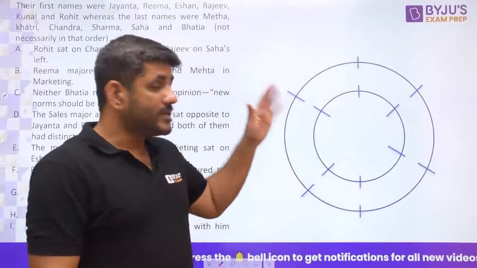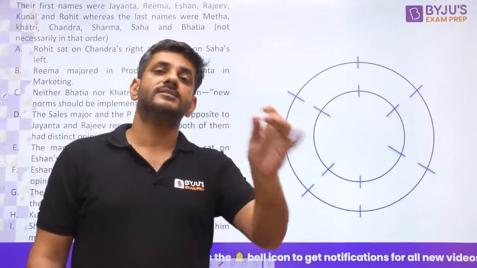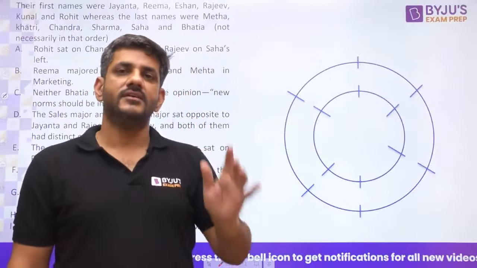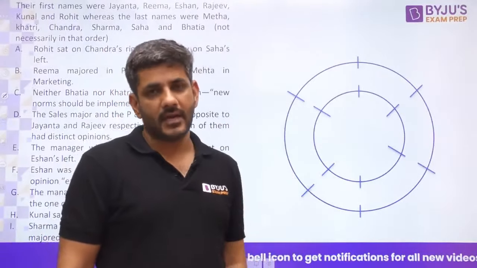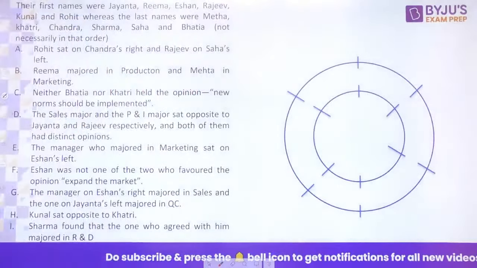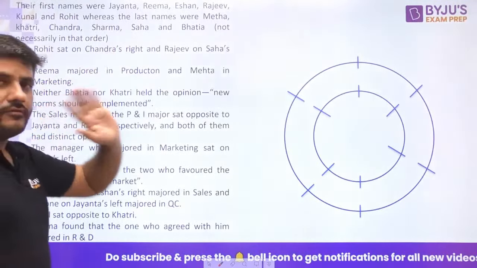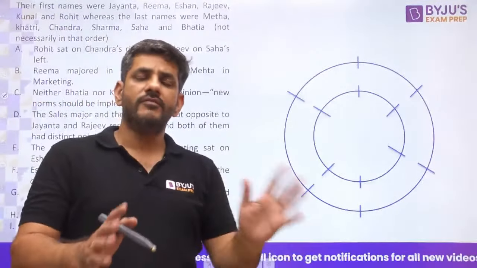ठीक है, question is from which person should I start? Here comes the first question. From which person should I start? ये हमारा पहला सवाल है. Let's have a look at this information first. The first names are given, the last names are given. Rohit sat on Chandra's right. Always in these questions, from where should I start?